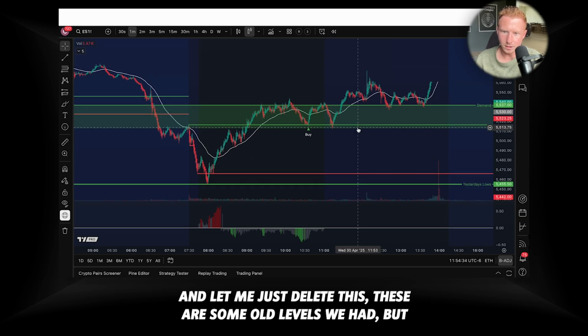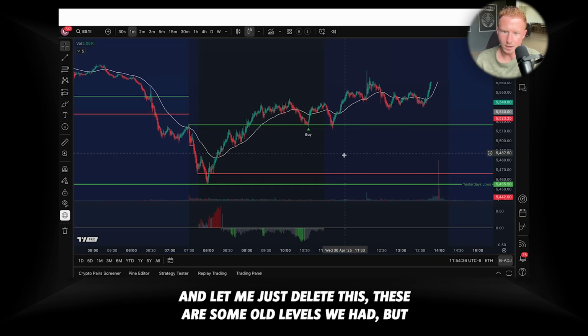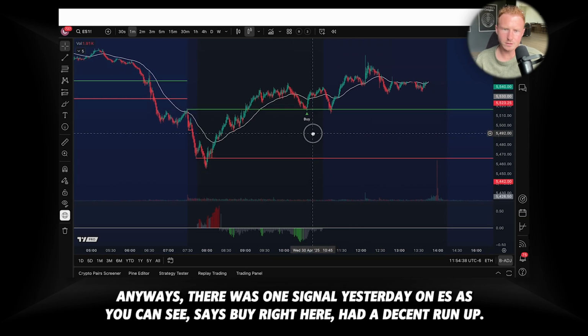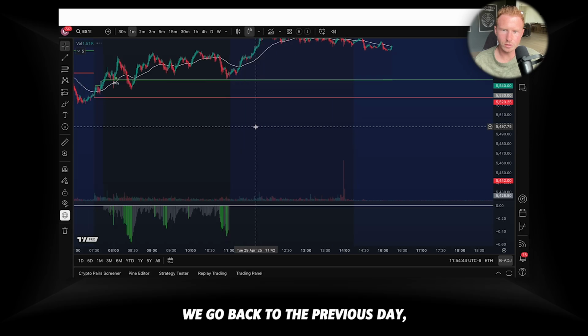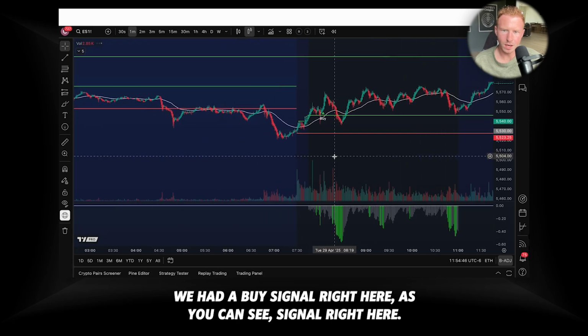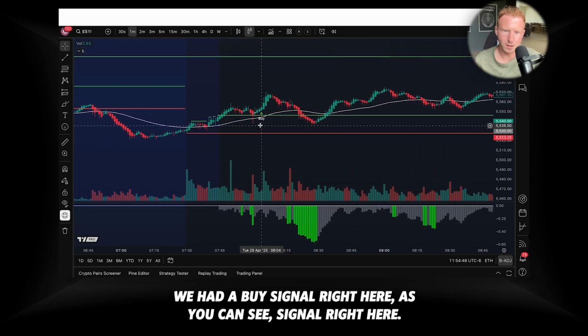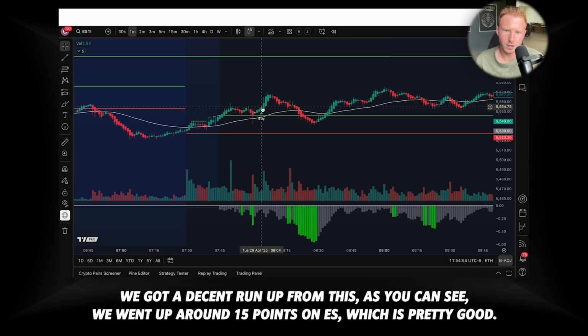And let me just delete this. These are some old levels we had. But anyways, there was one signal yesterday on ES. As you can see, it says buy right here. Had a decent run up. We go back to the previous day. We had a buy signal right here. We got a decent run up from this. As you can see, we went up around 15 points on ES, which is pretty good.